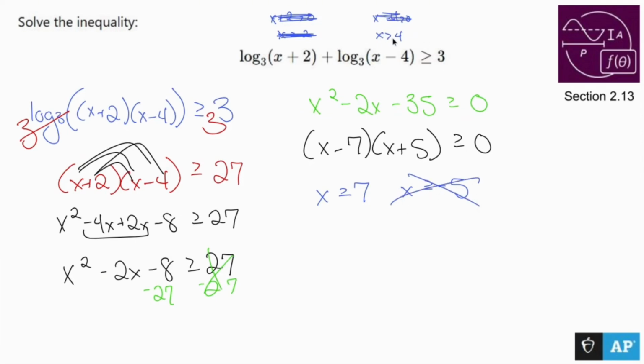This says x has to be greater than 4, but my answer here says that x has to be greater than or equal to 7, so my final answer is x is going to be greater than or equal to 7. So it's a very tricky problem because you have to look at all of these restrictions: it has to be greater than negative 2, but it has to be greater than 4, but it also has to be greater than 7. So my final and ultimate answer is x has to be greater than or equal to 7, period. That's it. You're done. No more questions asked.